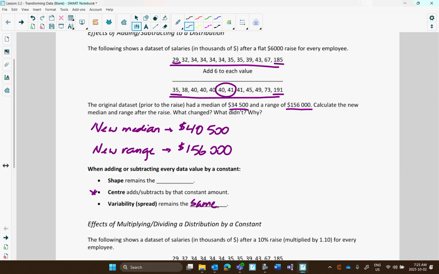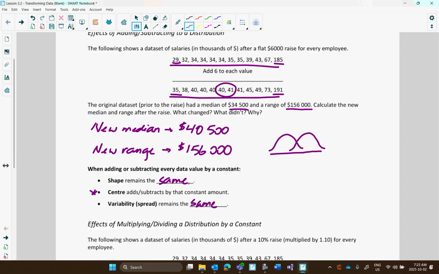The shape, I know I listed it first, but I'm going to talk about it last, actually doesn't change as well. Because if you think about it, if we take a distribution and then we shift it to the right, the shape is still going to be the same, regardless of whether we added a constant amount by shifting to the right or subtracted a constant amount by shifting to the left. So the shape remains the same. So that's what happens when we add or subtract to a distribution.